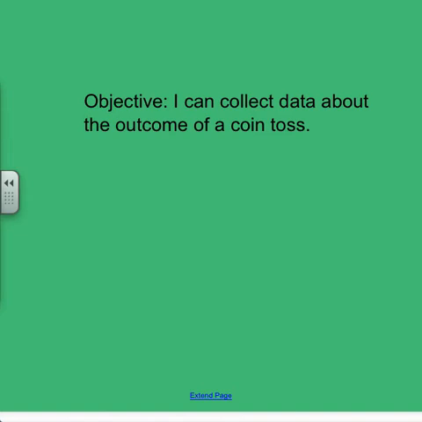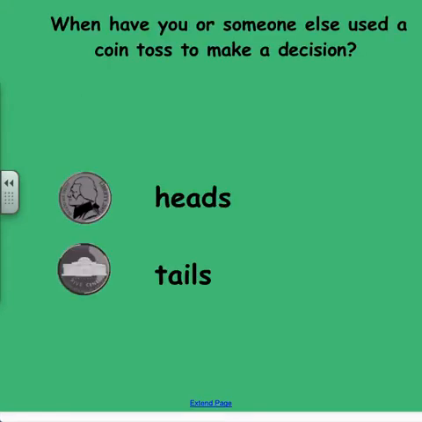Hi class, today our objective is I can collect data about the outcome of a coin toss. When have you or someone else used a coin toss to make a decision? Maybe you've had to do this, maybe you haven't. Lots of people do decide things this way. They'll toss a coin and decide will it land heads or will it land tails? And depending on how the coin lands affects whether or not they get to do whatever it is they were tossing the coin to decide.